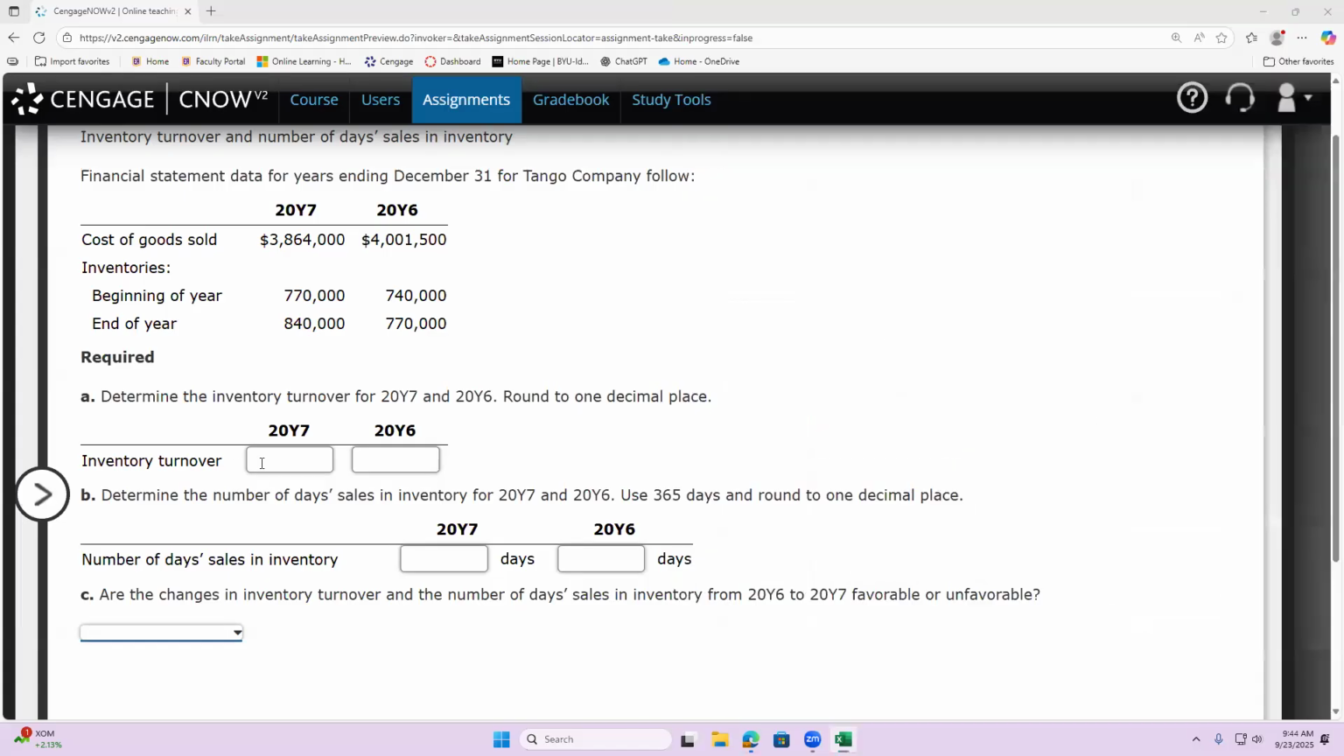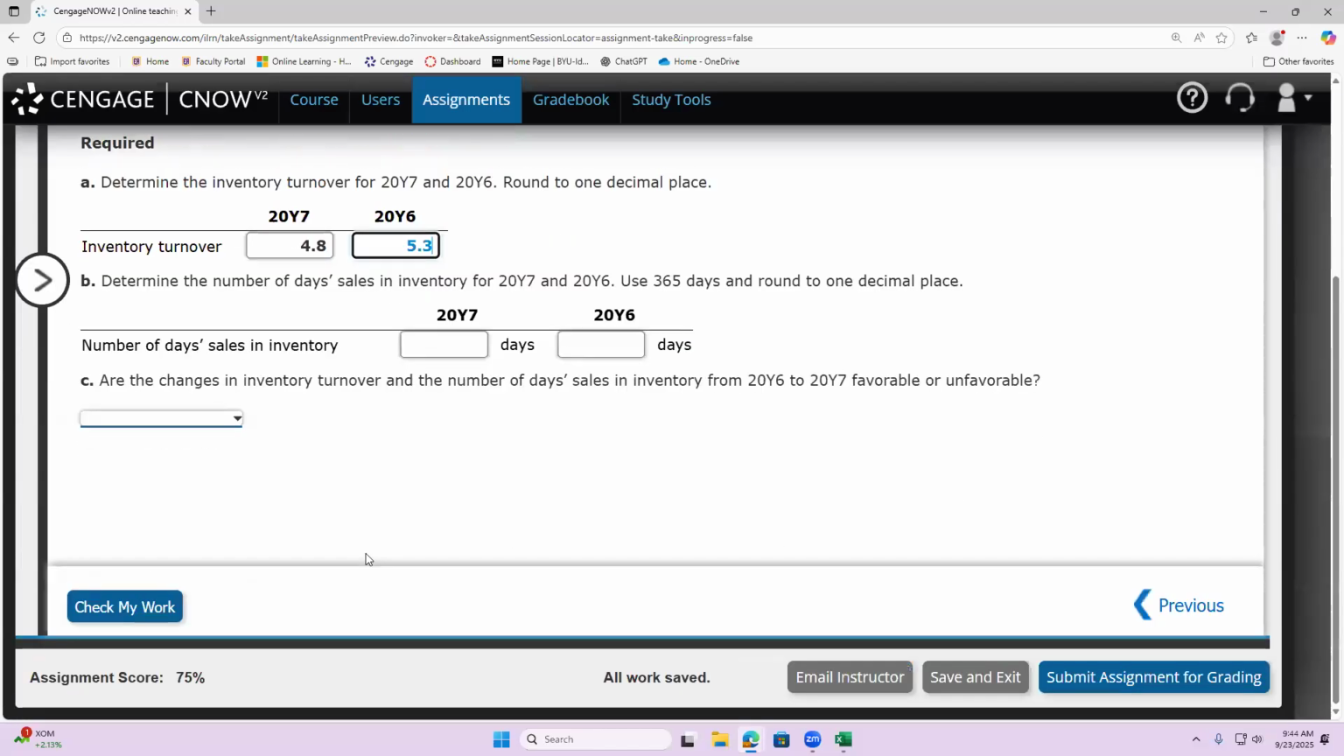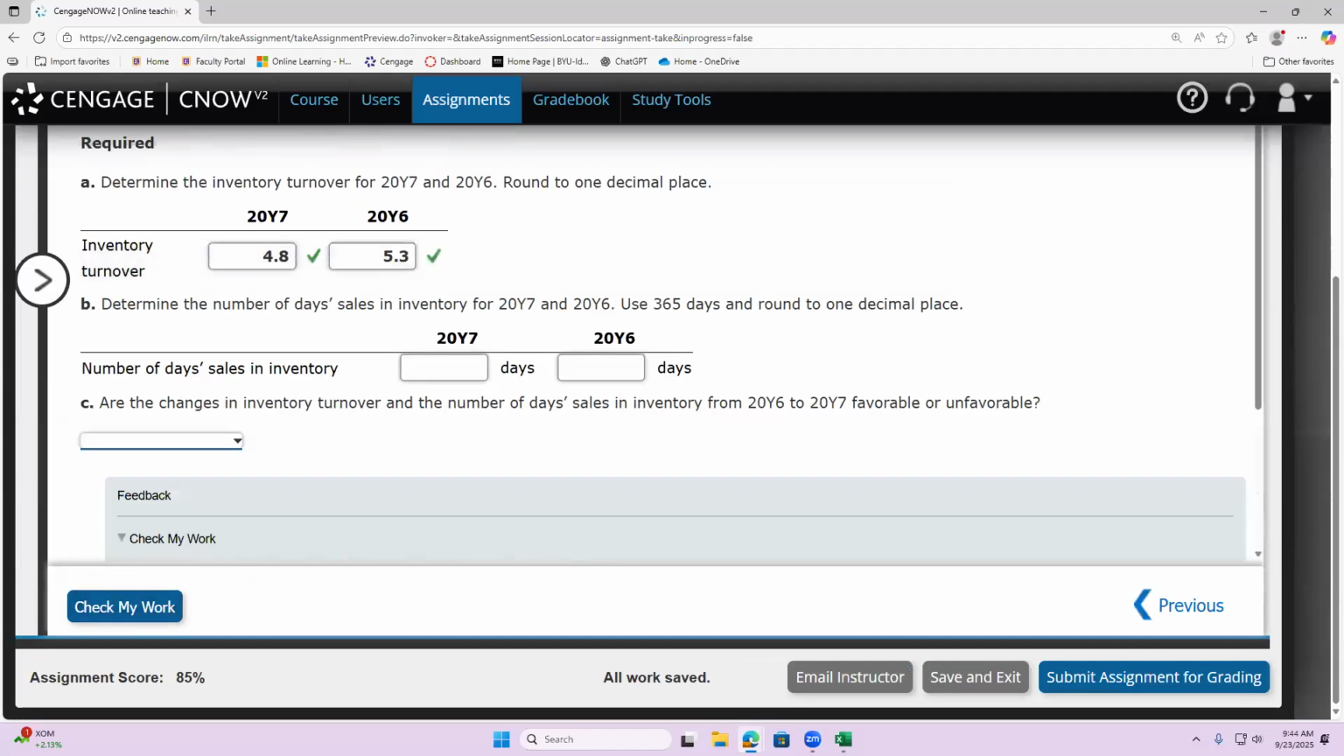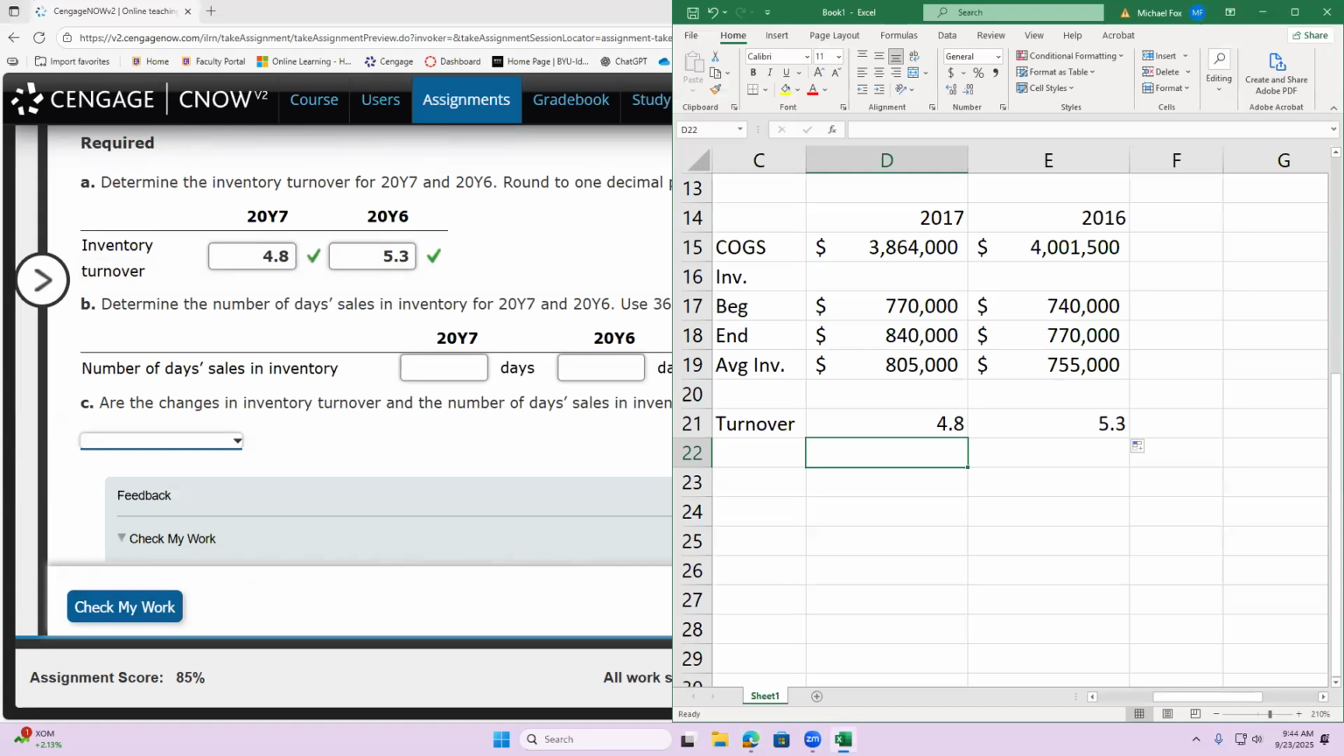All right. 4.8, 5.3. Check our work. So what does this mean? This means that I sold an amount of inventory equal to my average inventory 4.8 times during the year. Or in other words, I sold 4.8 times the amount of my average inventory.